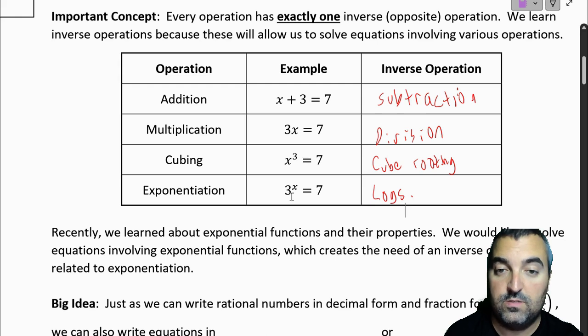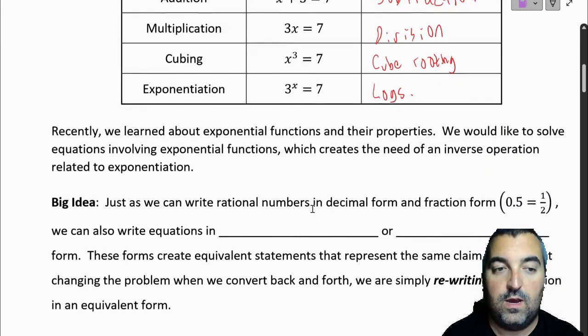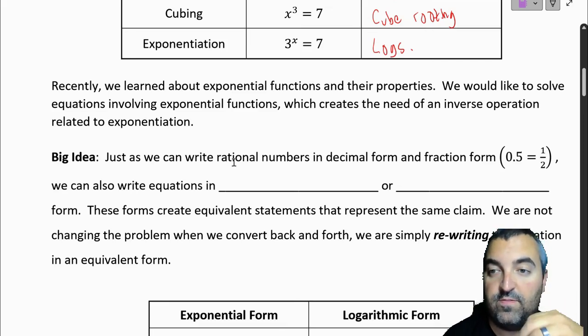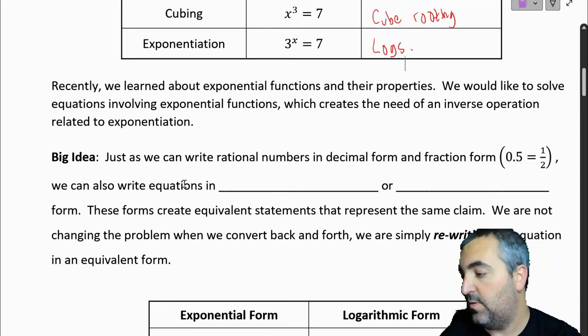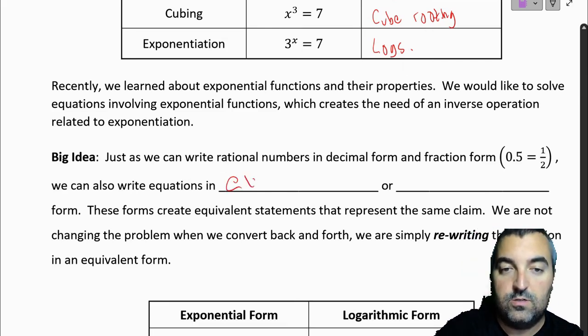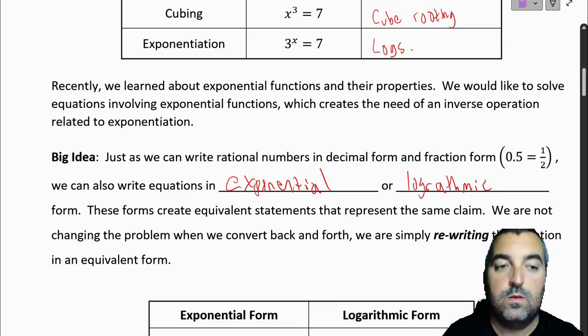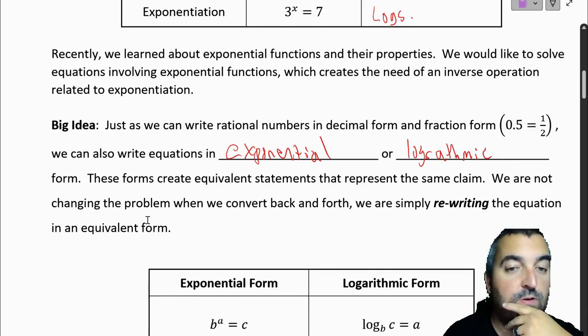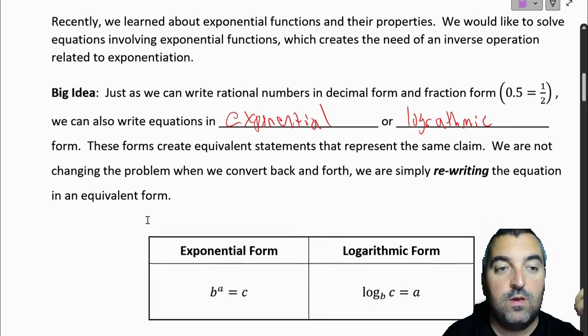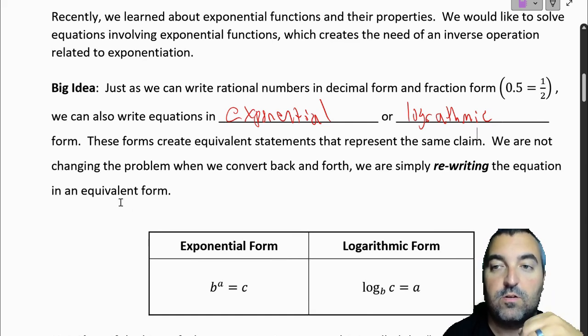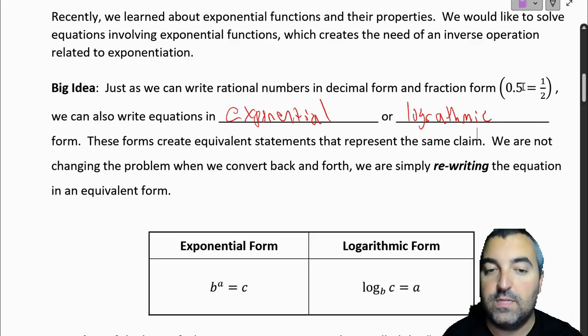We've dealt with exponentials. Let's talk about their inverses. The big idea here is that we can write rational numbers in decimal form and fractions. We can also write equations in exponential or logarithmic form. These forms create equivalent statements that represent the same claim. We are not changing the problem when we convert back and forth. We are simply rewriting the equation in an equivalent form. Again, it's similar to 0.5 and 1/2, which look very different but mean the same thing.